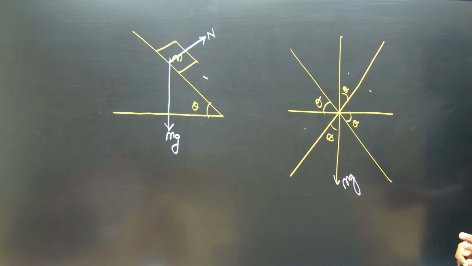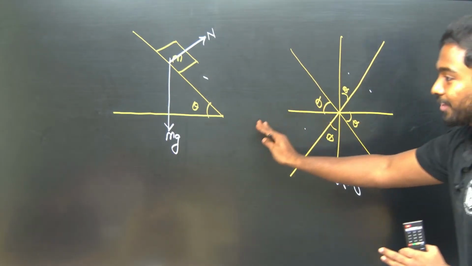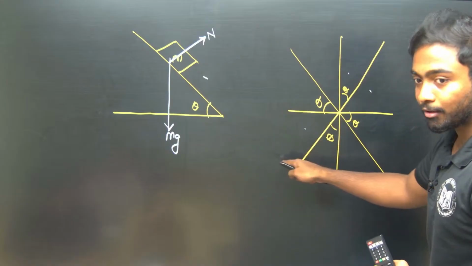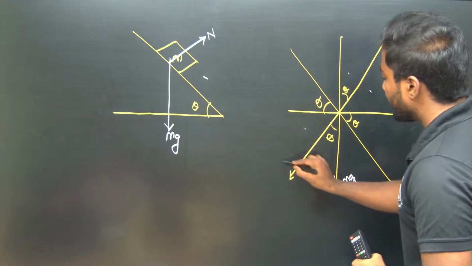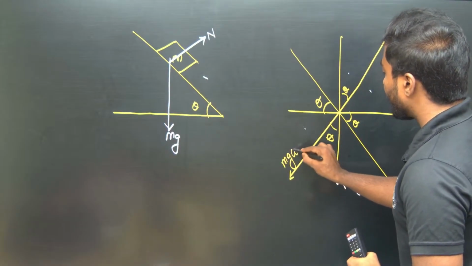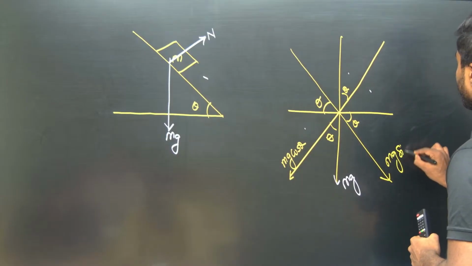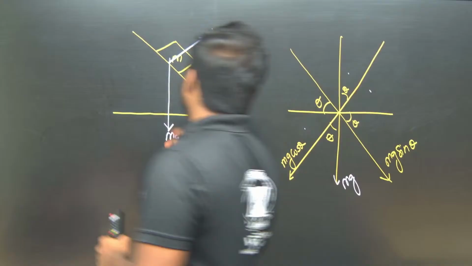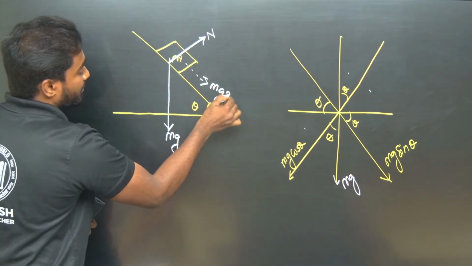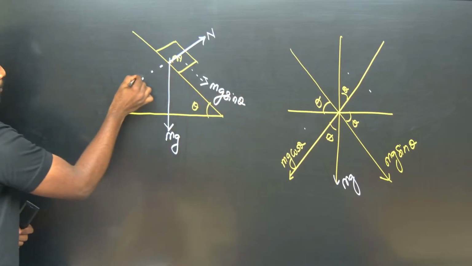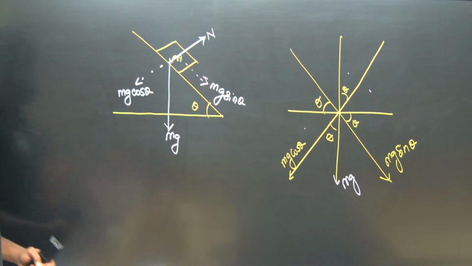Any doubt over here? Now which one will be my cos theta and which one will be my sin theta? The left side will be my cos theta because the angle is closer. Here the angle is away. So this is my mg cos theta, and this is my mg sin theta. So can I write like this? If I extend this one, this is my mg sin theta, and if I extend this one, it will be my mg cos theta.